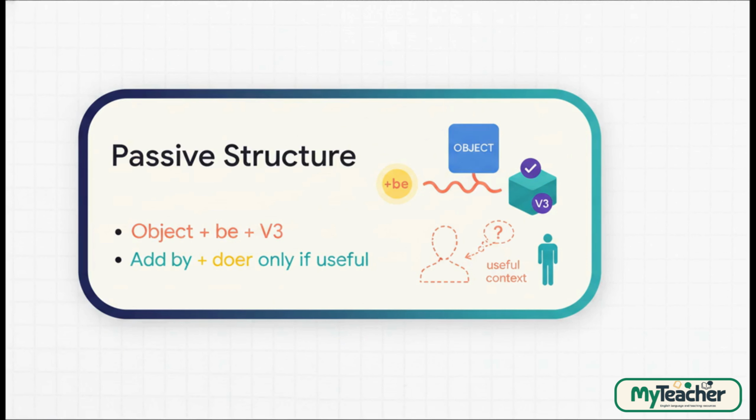Which brings us to our final rule and a really quick recap of the formula. Object plus be plus V3. But wait, what about the person who actually did the action? Well, we only add the word by and the doer if it gives us really important information. If the doer isn't important, we just leave it out entirely.